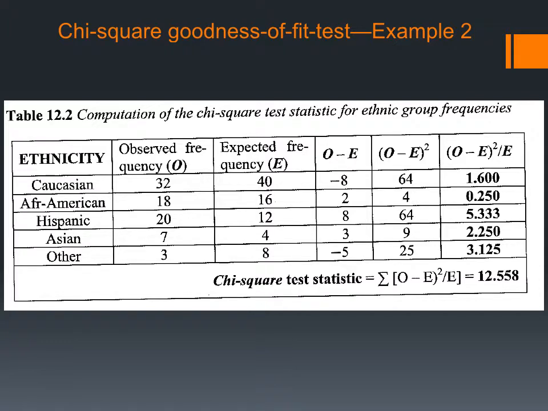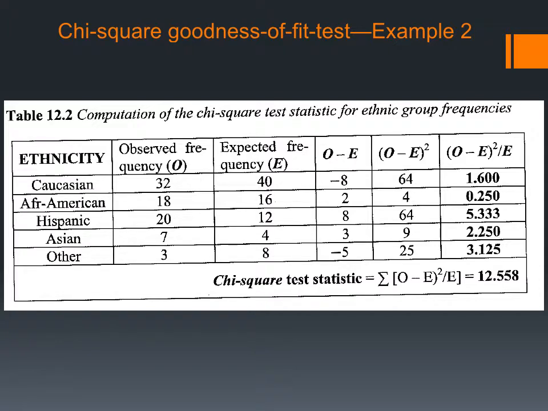You can now see that this is calculated the same way we did the first example, except my expected values are different. So again, 32 minus 40 is negative 8, squared is 64, divide by what was expected, 40, and we get a value of 1.6.